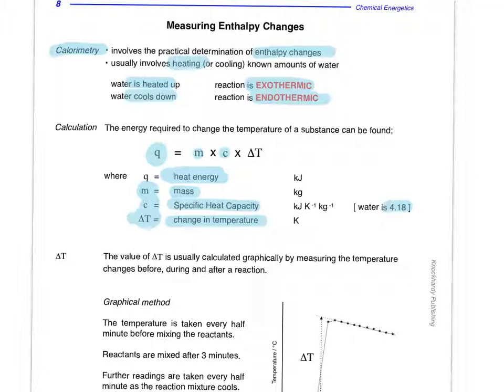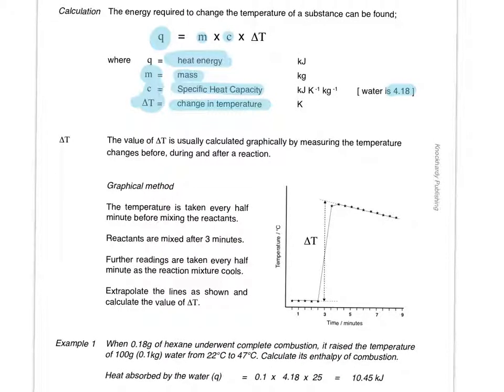You can do this graphically, so you can do it where you actually take the temperature before you've mixed the reactants. So you see what the temperature was at the beginning, you mix your reactants, the reaction happens, you get your increase in temperature, and then you have to extrapolate, you have to extend these lines that you've been drawing on your graph so that you can try and work out what the total temperature change was. That can then allow you to substitute that into your heat energy calculation here.